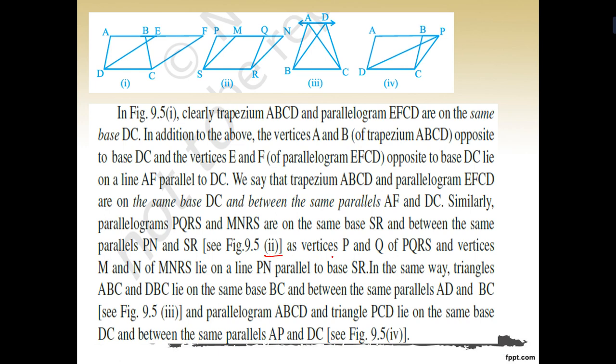So that is the second figure, P and Q. So P, Q, R, S and vertices M and N. M and R, S lie on the parallel line P, N, S, R. So the second is also clear.